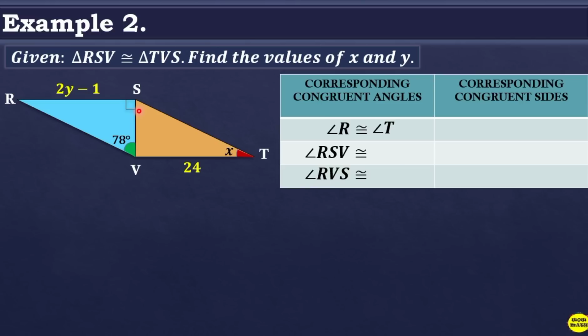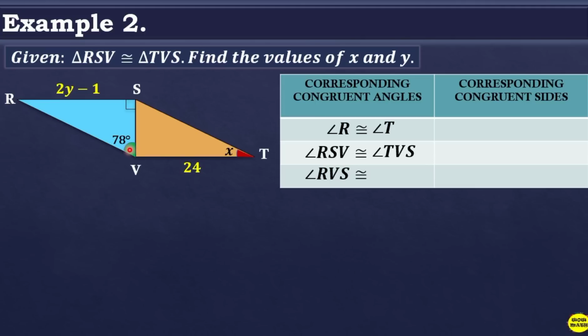Okay, so we have angle RSV, ibig sabihin, ito yung tinutukoy lang na angle, is congruent to TVS. Okay, so RSV, TVS. So, pwede mo i-check dito, RSV, TVS, para ma-check mo yung order na sila talaga yung corresponding congruent.